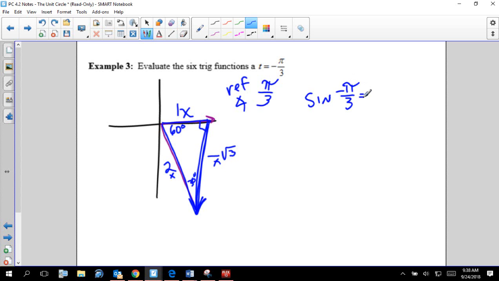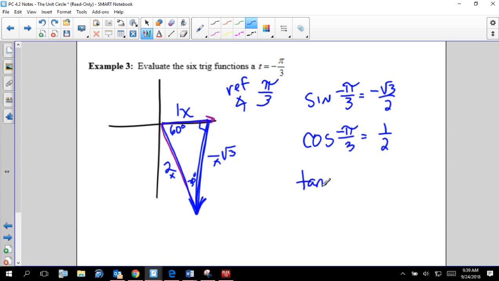Okay, so we've got sine. Is sine going to be positive or negative? Sine is y. Negative, because y values are negative in this quadrant. So sine is negative radical 3 over 2. Cosine is x. Is that going to be positive or negative in the 4th quadrant? X values are positive in the 4th quadrant. So that one would be 1/2.